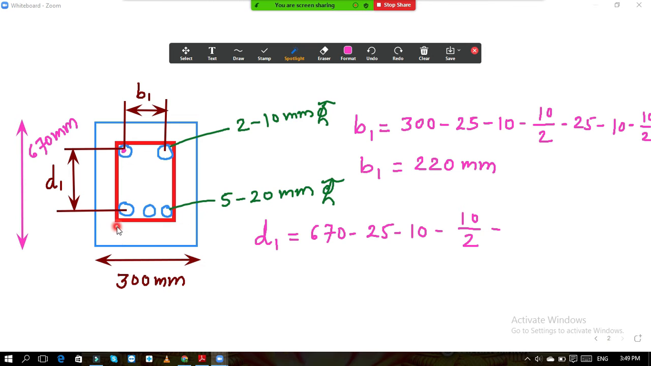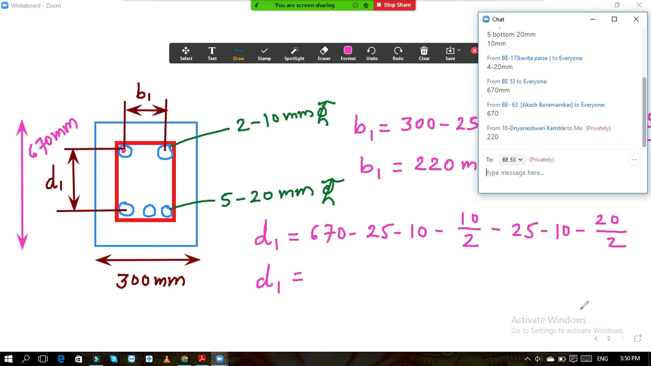From this point to this point there is a clear cover of 25 mm. Then this stirrup bar we need to minus, it is 10 mm, and then half of the bar diameter of this bar, so 20 by 2. So here again minus 25 minus 10 minus 20 by 2. Do the calculation and let me know the value of D1.